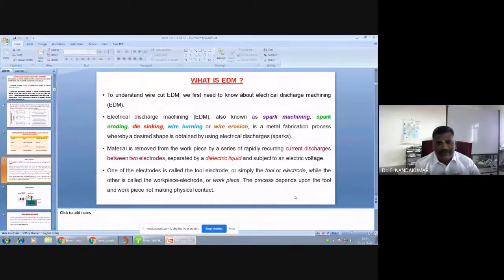Before going to wire EDM, we have to touch a little on what EDM is. To understand wire cut EDM, we first need to know about electric discharge machining. Electric discharge machining is also known as spark machining. The spark appears and the material is eroded, so it is also called spark eroding, die sinking, wire burning, or wire erosion. It is a metal fabrication process in which material is removed from the workpiece by a series of rapidly recurring current discharges between two electrodes, separated by a dielectric liquid.